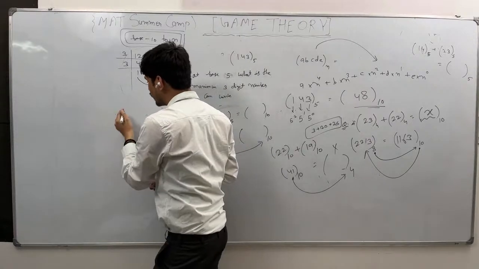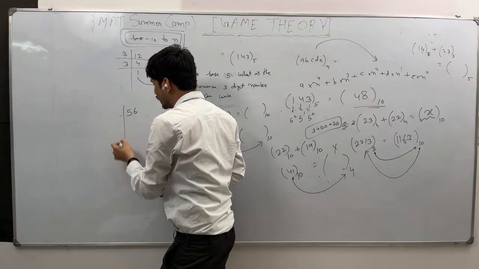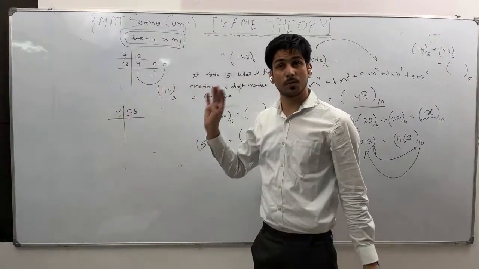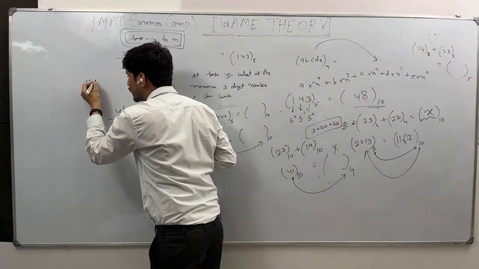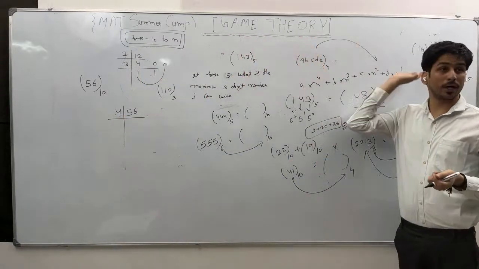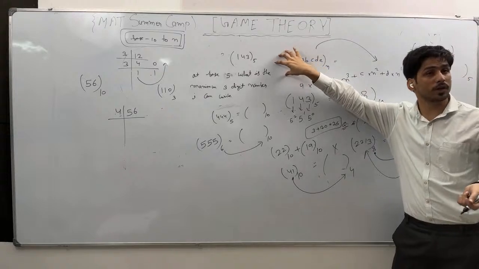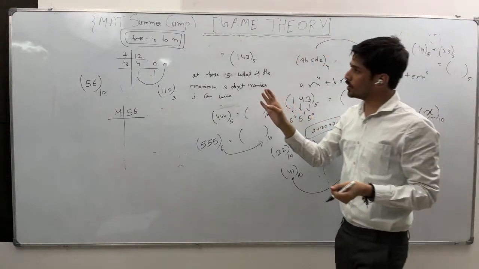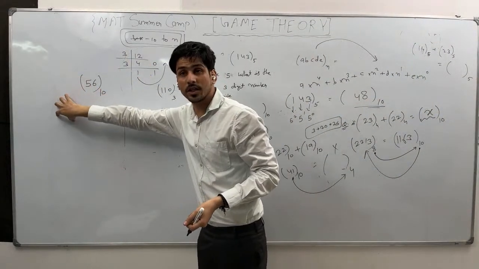Let's say I have another number 56 and I want to convert it to base 4. So this 56 is nothing but base 10. Here I was going from left to right: any base is given, how to convert this base into base 10. Now I am going base 10 to any base.